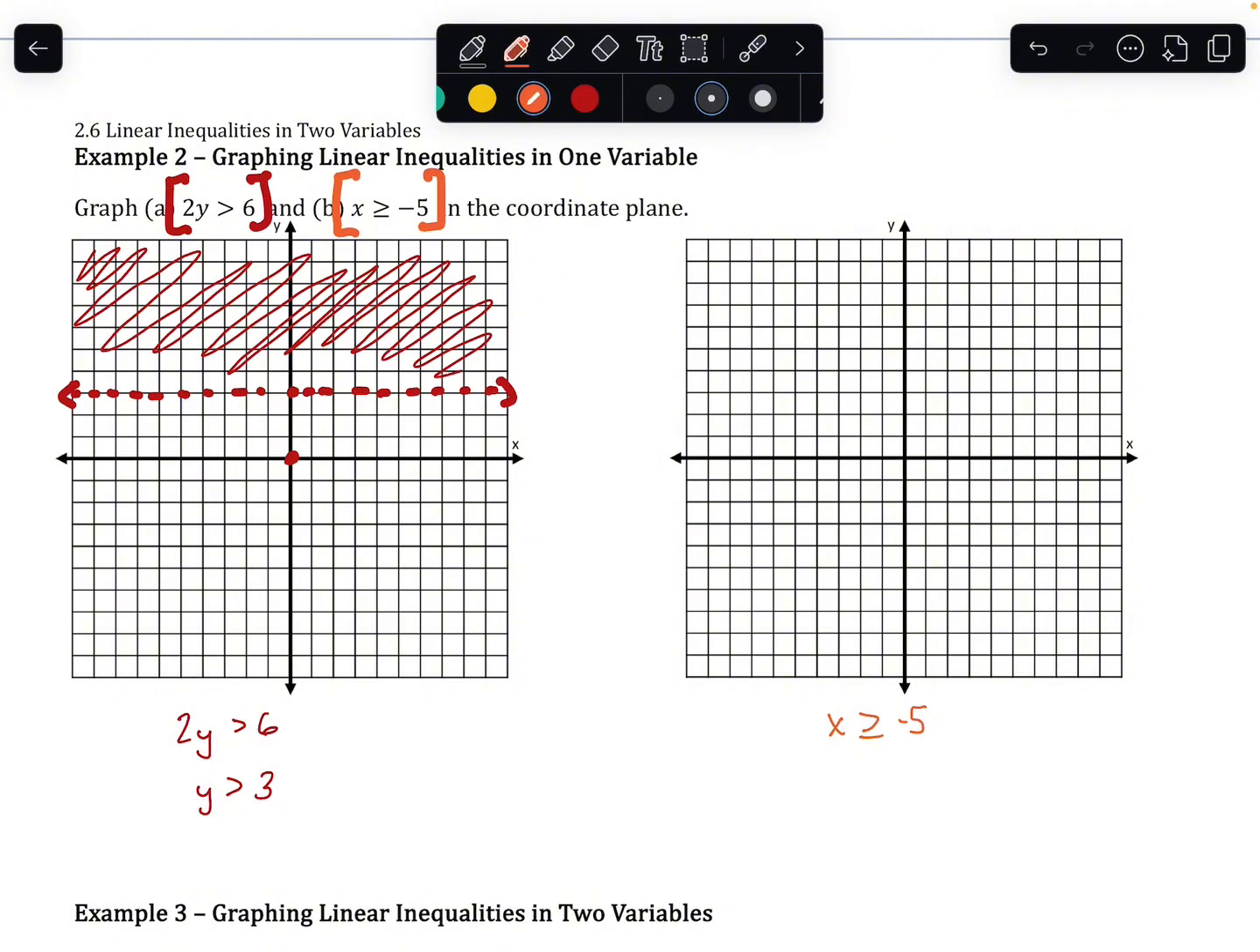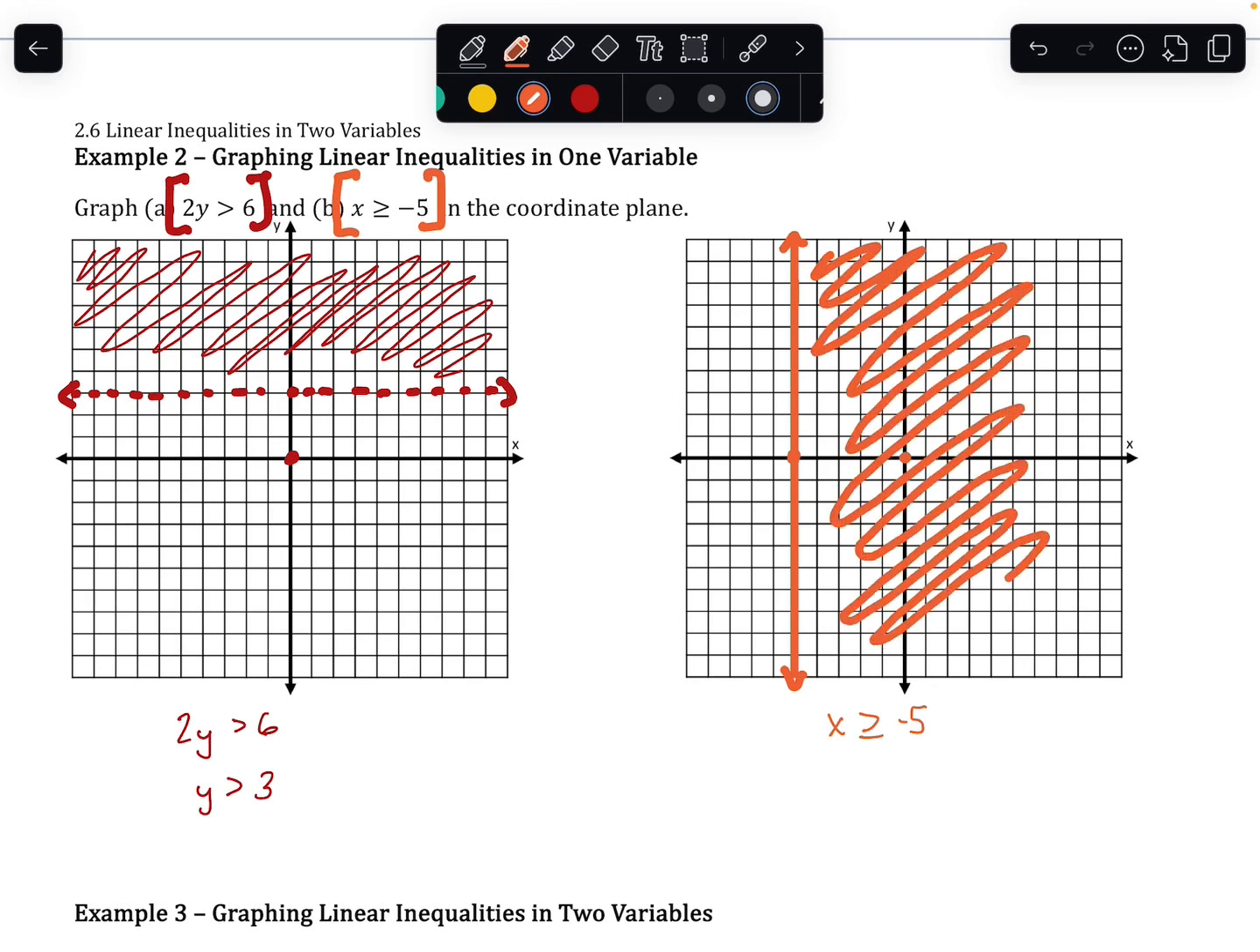If we look at our next one, x is negative 5, so 1, 2, 3, 4, 5. Is it equal? So it's solid. And I like to use 0, 0. 0, 0 is here. Is it included or not? 0 for x is greater than or equal to negative 5. So yes, it is included. So we shade that right. So those are all possible answers.